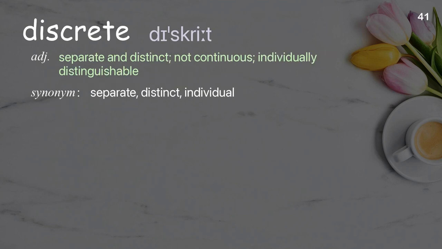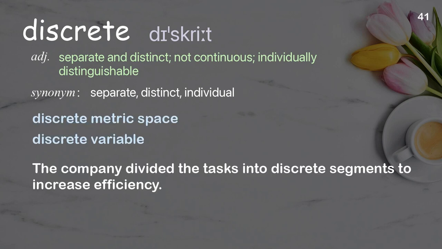Discrete: separate and distinct, not continuous, individually distinguishable. Examples: discrete metric space, discrete variable. The company divided the tasks into discrete segments to increase efficiency.